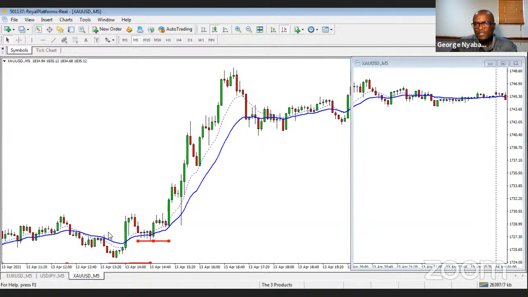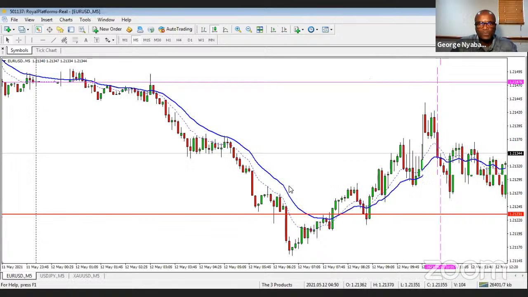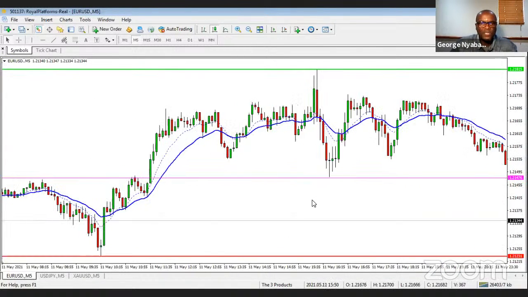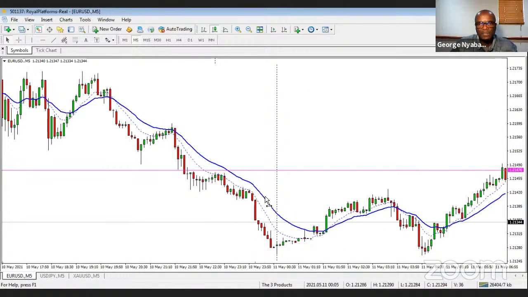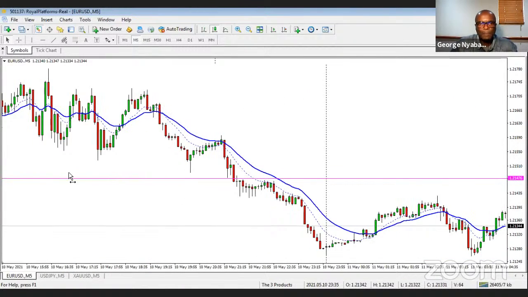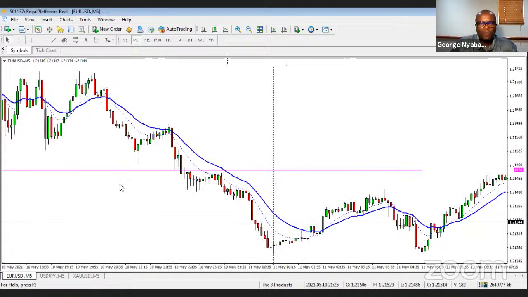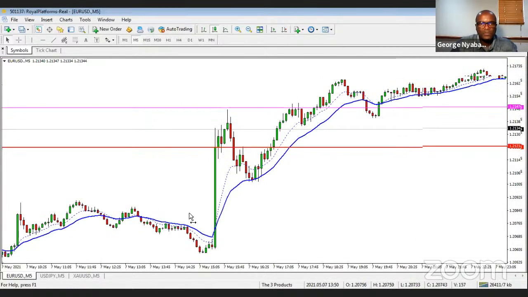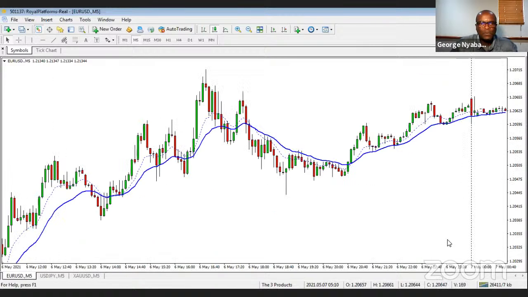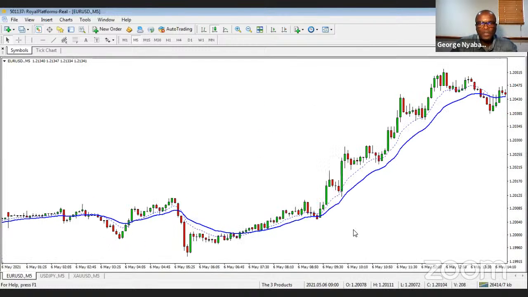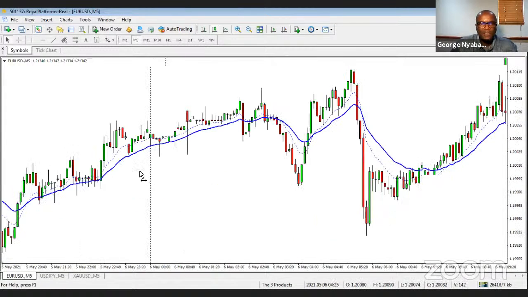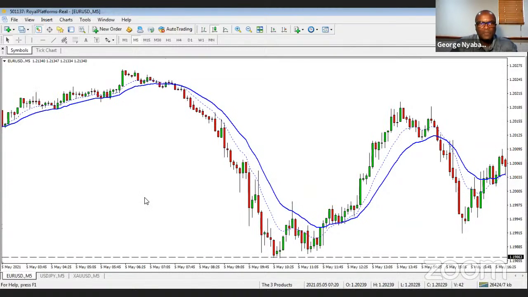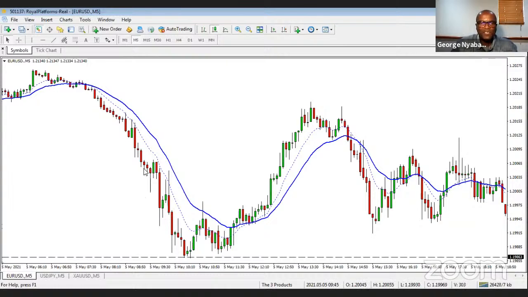Let's have a look at the euro and see if the euro can present us something else. All right, let's have a look at this. Classified as an MTR, but let's find something cleaner.